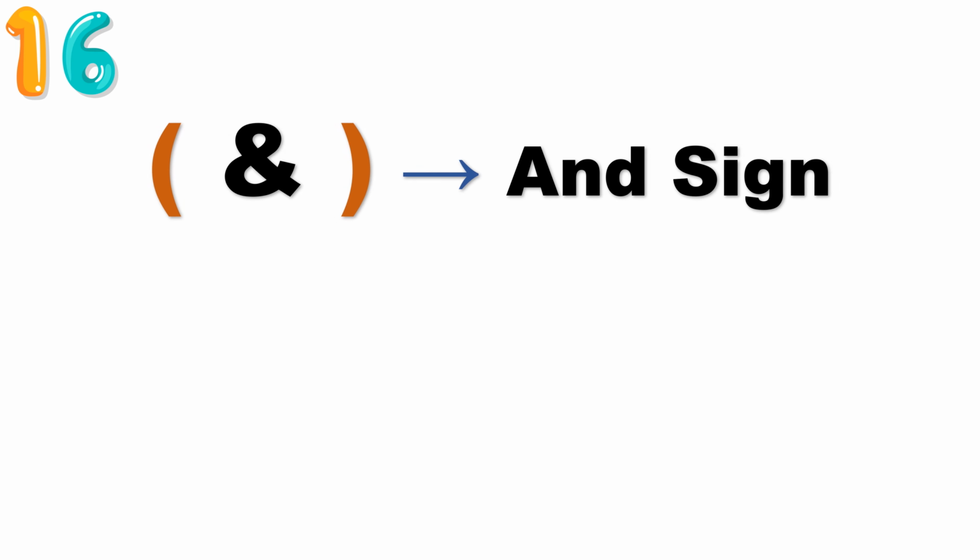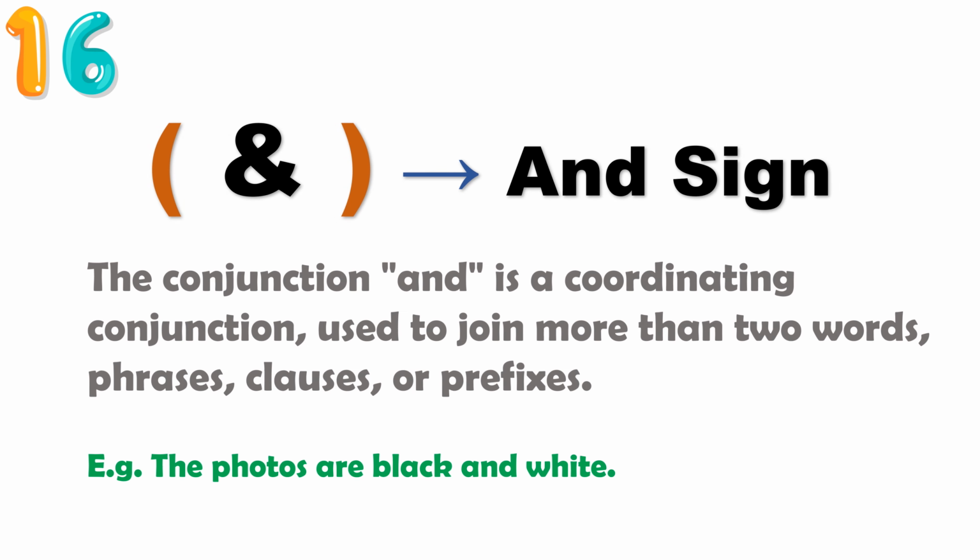And sign. The ampersand is a coordinating conjunction used to join 2 or more words, phrases, clauses, or prefixes. For example, the photos are black & white.